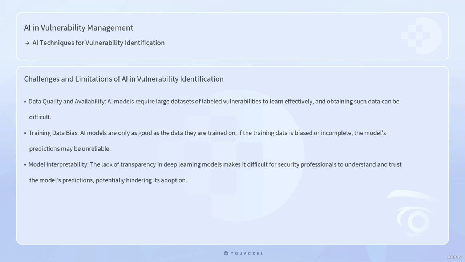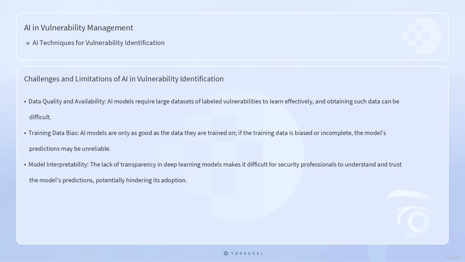Despite the significant advantages of AI in vulnerability identification, there are also challenges and limitations to consider. One of the primary challenges is the quality and availability of training data. AI models require large data sets of labeled vulnerabilities to learn effectively, and obtaining such data can be difficult. Additionally, AI models are only as good as the data they are trained on. If the training data is biased or incomplete, the model's predictions may be unreliable.